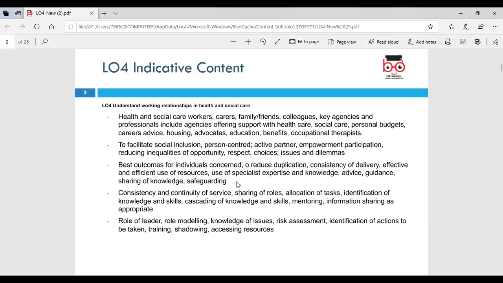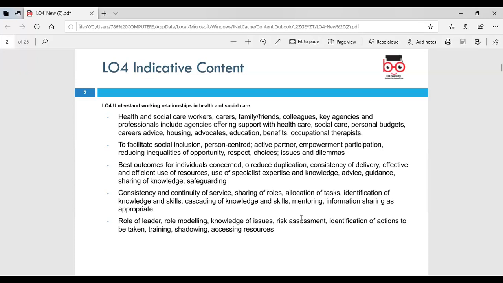Best outcomes for individuals. When you're keeping it patient-centered, person-centered, or client-centered, it reduces duplication of efforts. It keeps the delivery of care consistent. It keeps the use of resources effective and efficient, because we know resources are not always going to be as much as you require.